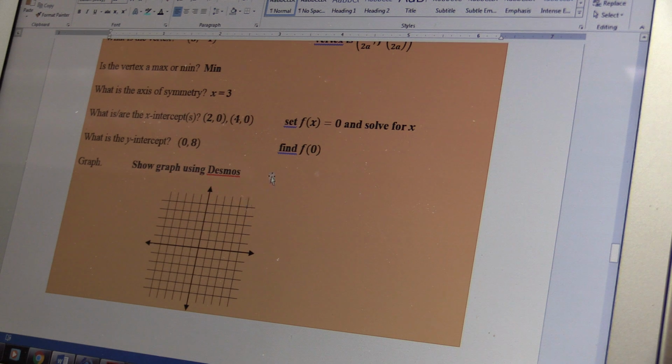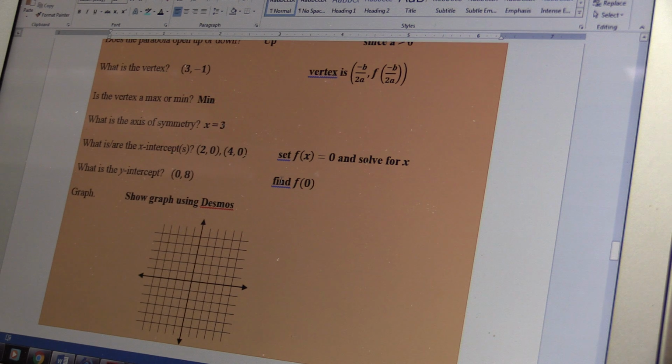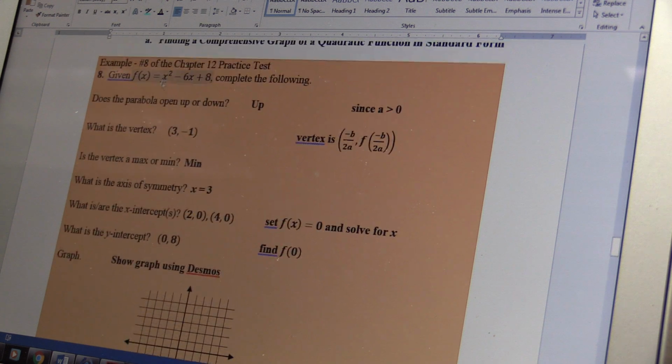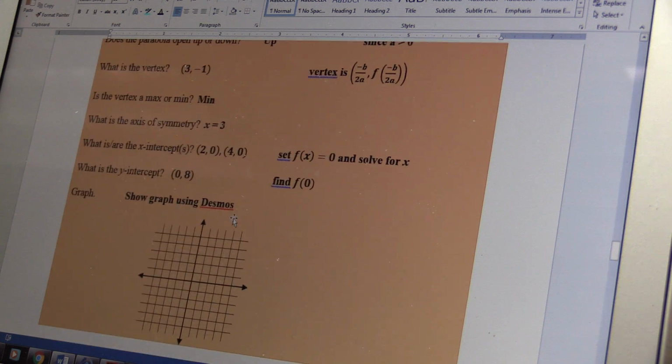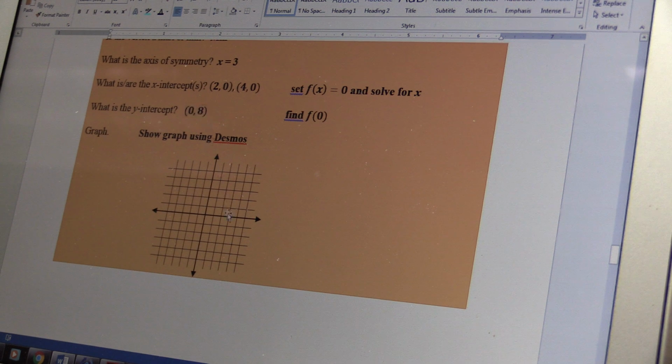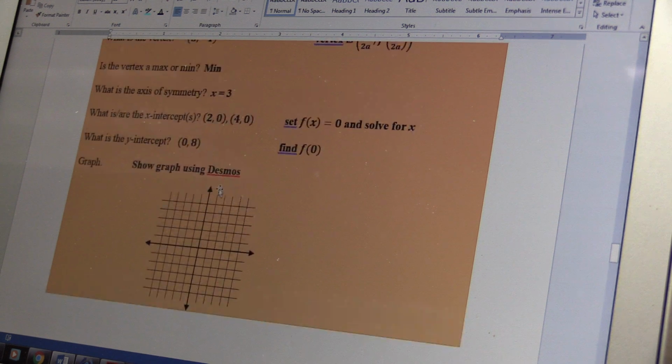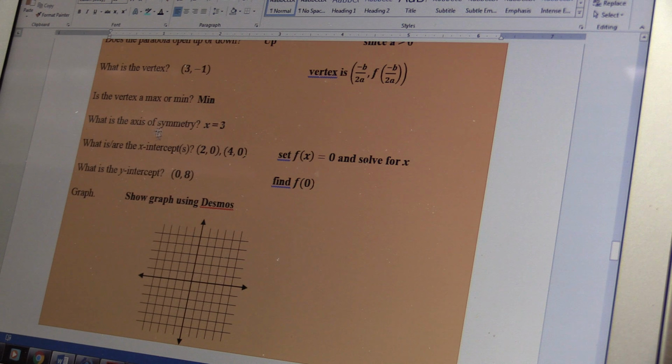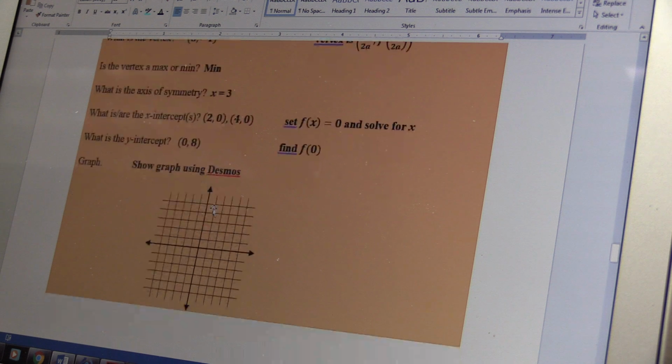The y-intercept is where you plug in 0 for x. So find f of 0, and f of 0 ends up being 8. When you plug in 0, you get 8. And so (0, 8). Now I would plot all of these and graph them, and I usually make my axis of symmetry just a dashed line.